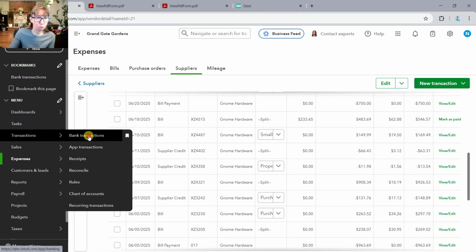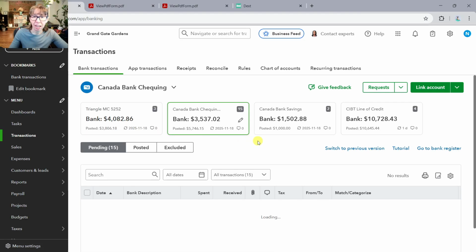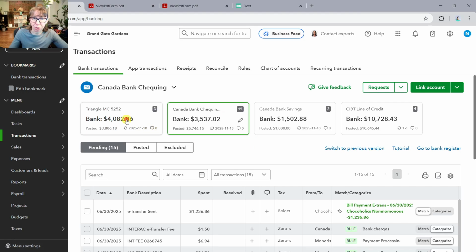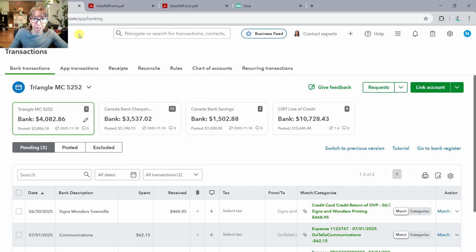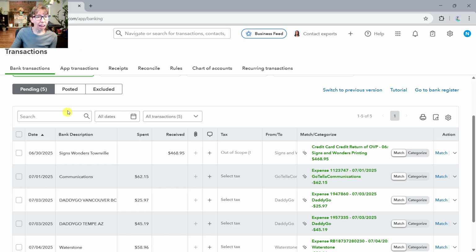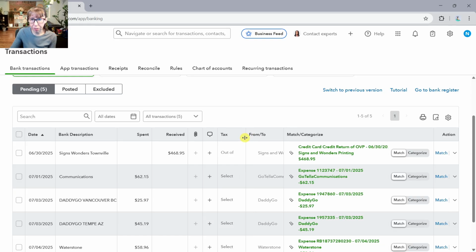And we'll go to bank transactions, and let us start first with the credit card. What I usually do is I say June 30th. We can't quite see the date there. There we go, June 30th. Signs and Wonders. This is regarding the email communication about Signs and Wonders giving a refund for the overpayment.